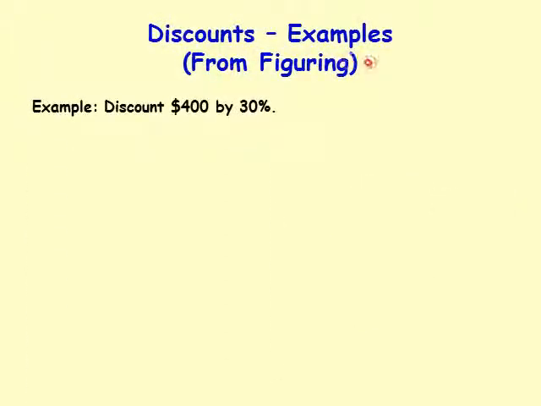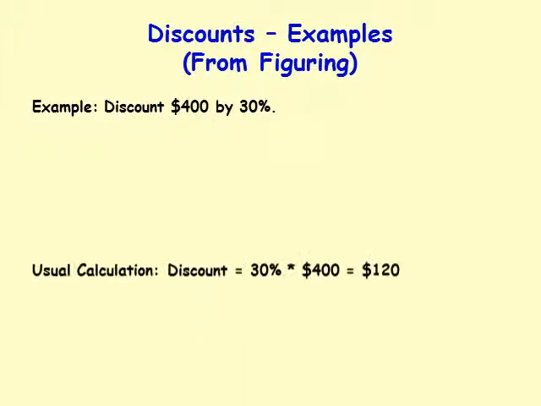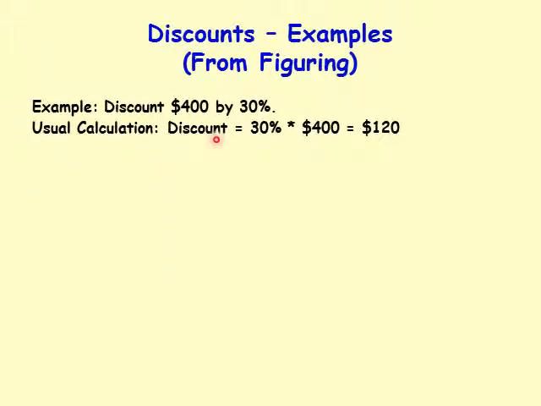Looking for another example from the same book. Discount $400 by 30%. First, the discount is 30% of what? Of $400. That's the principal or cost. The stated price is $120, and the discount value is $400 minus $120, which is $280.